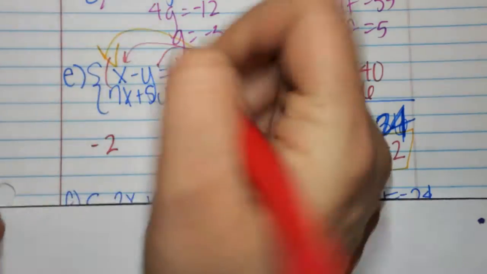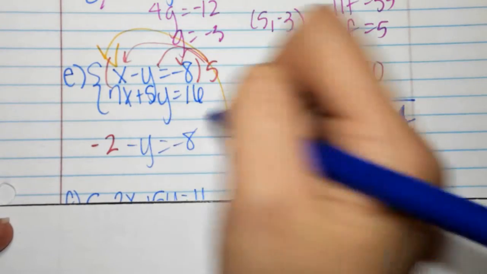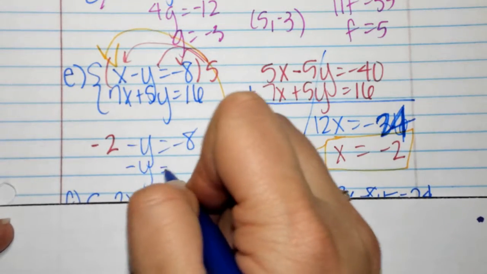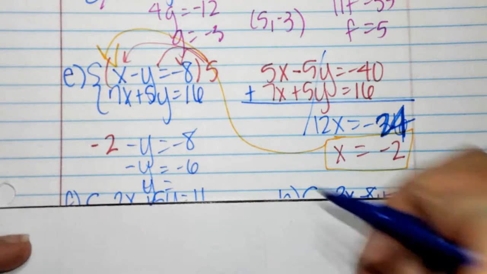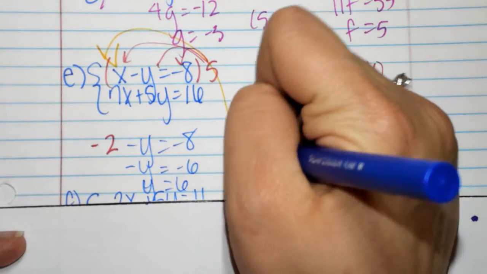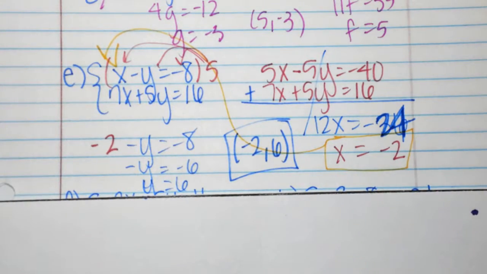Pre-algebra. Alright, negative 2 minus y equals negative 8. If you add 2 to both sides, that would give you negative y equals negative 6. So what does y equal? 6, because you have to divide by negative 1. We write our answer as negative 2, 6. Question: if we have other letters besides x and y, how do we know? Alphabetical order. If there are other letters, use alphabetical order.